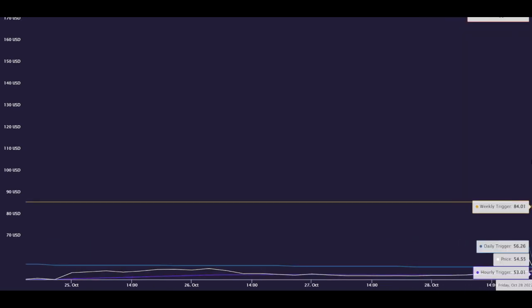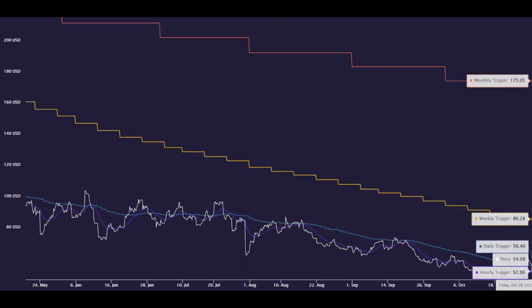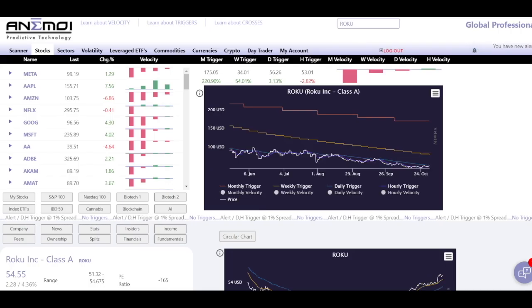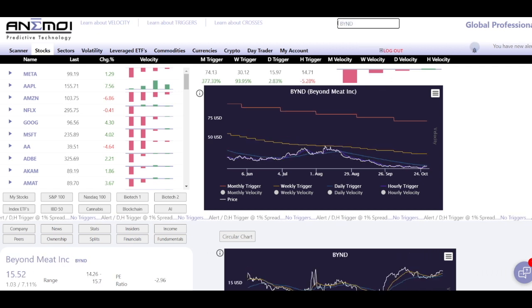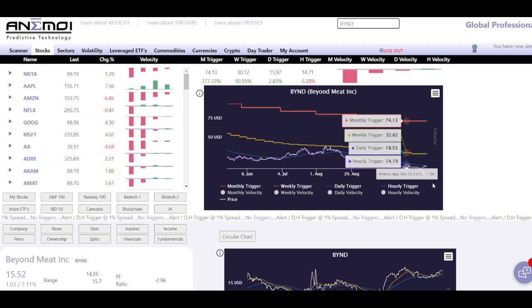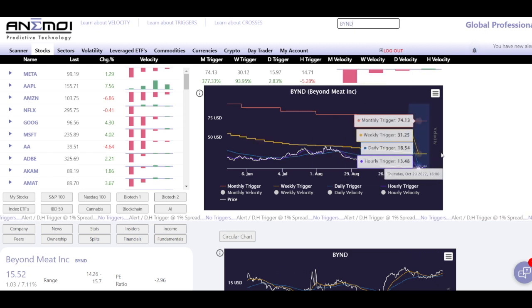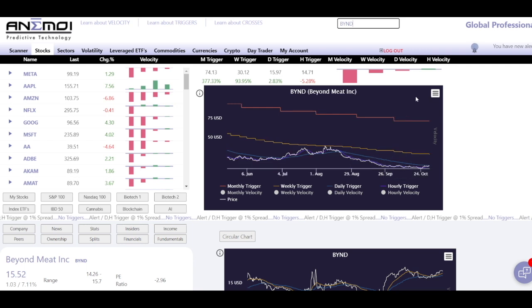Now the thing is, this cluster is pretty tight. I mean, you could just see it from looking at it. The difference between here and what was the stock we were just looking at? Beyond. No, Beyond's pretty tight as well. Okay, so yeah, they are both pretty tight.